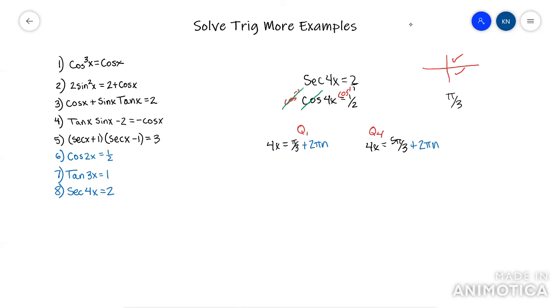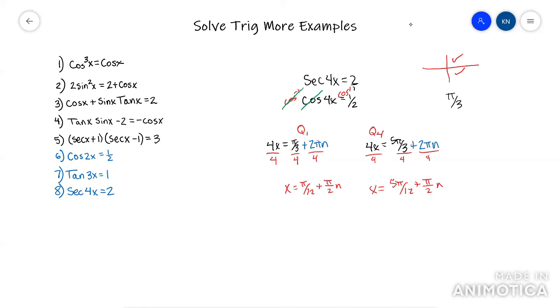Okay, so from here, divide by 4. So you're going to get x equals pi over 12 plus 2 over 4, which reduces to 1/2. So this turns into pi over 2 n. And this one you would get 5 pi over 12 plus pi over 2 n. Just like that.